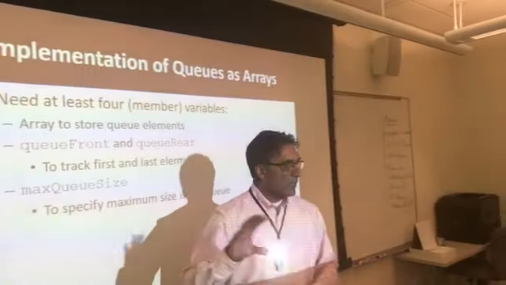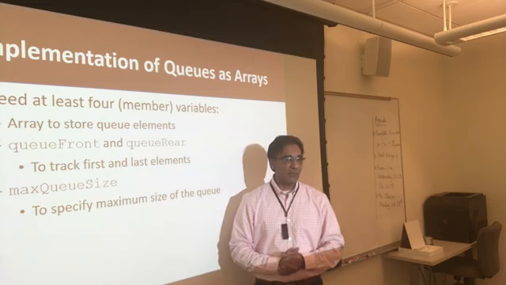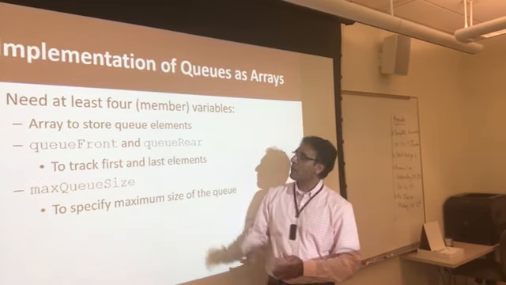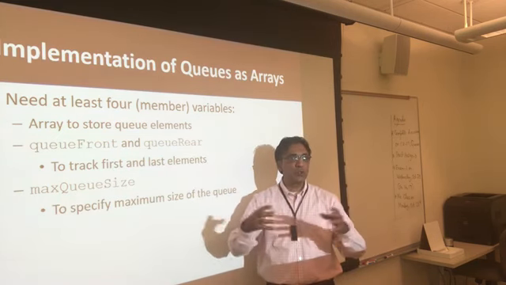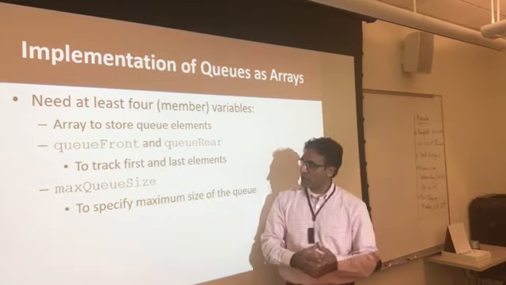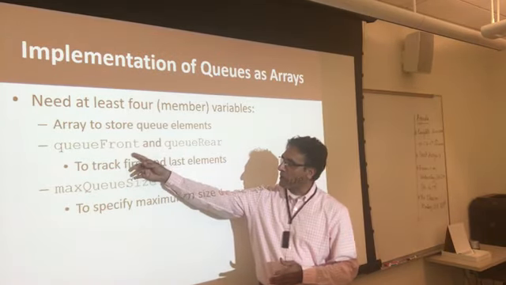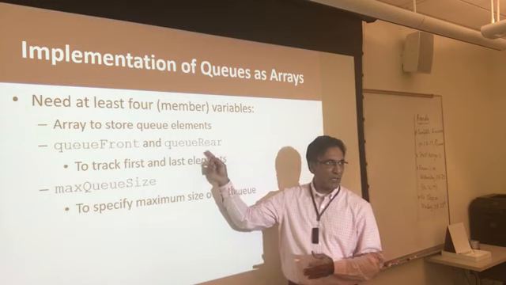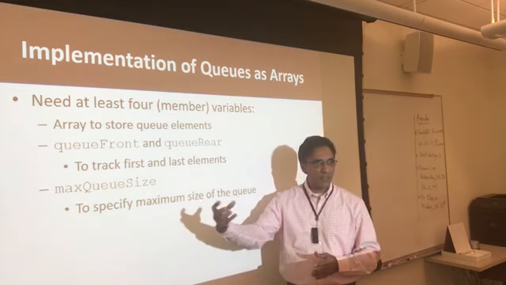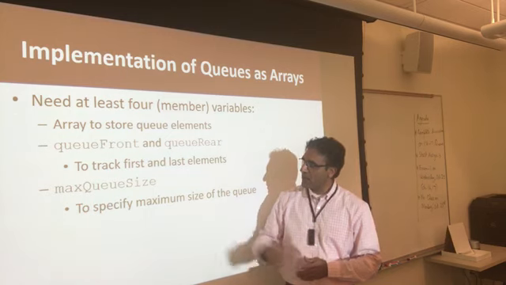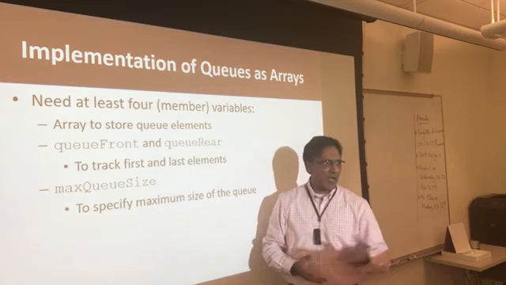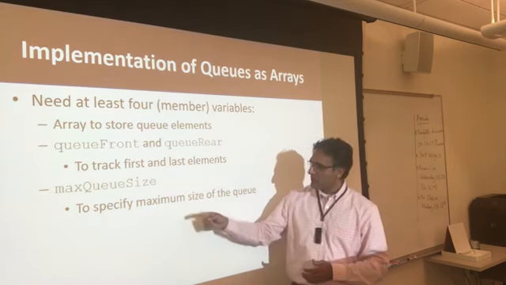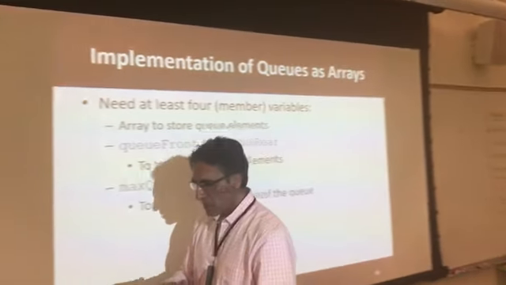So here, unlike stacks, we need extra variables. It's saying we need at least 4 variables. One, definitely we need some kind of list, some kind of array to store all the elements, just like what we did in stack as well. We need a queue front and queue rear. So there's some difference here. We need to ensure that we have something in the front to track first and last elements, and also the maximum queue size. We had maximum stack size as well, to specify the maximum size of the queue. So we want to make sure that we are not overflowing our queue.